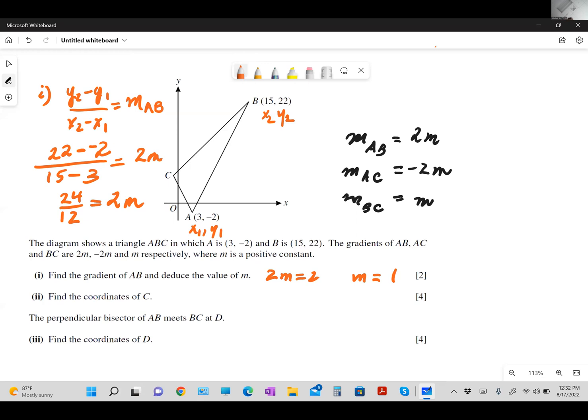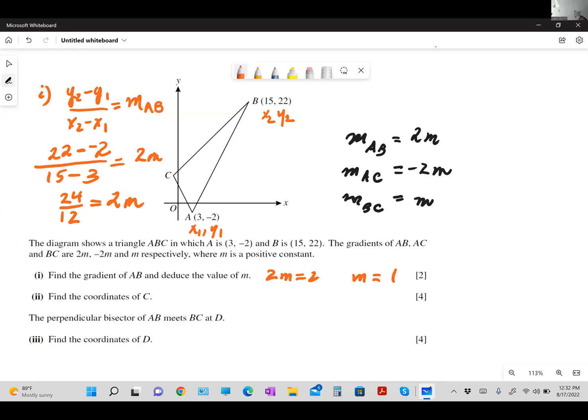All right. So I found the value of m. M is what? 1. Guess what? Now you know the slope. This is 1. This is 2. This is -2, and this is 1. Now you know the slope of everything. Be careful. Does that make sense? Is that super duper hard?